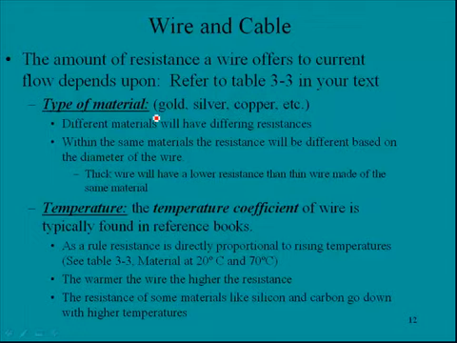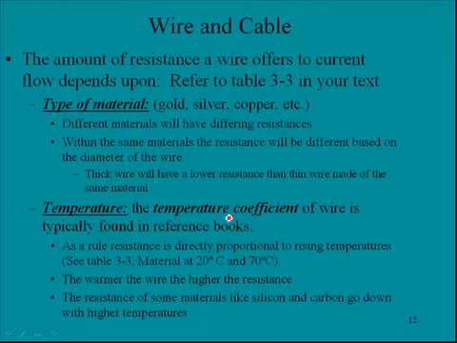Common wiring materials are copper, silver, gold, sometimes aluminum is used, and there's a wide variety of metals that are used for wiring. So the different materials will have differing resistances, and if you look in this table you'll note that based on the type of material the resistance will vary. Now within the same materials the resistance will be different based on the diameter of the wire. So thick wire will have a lower resistance than thin wire made of the same material.